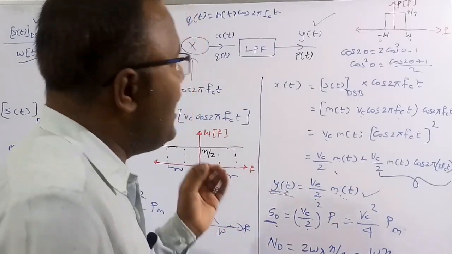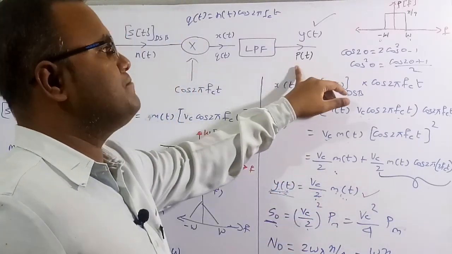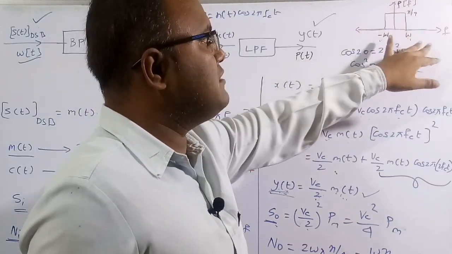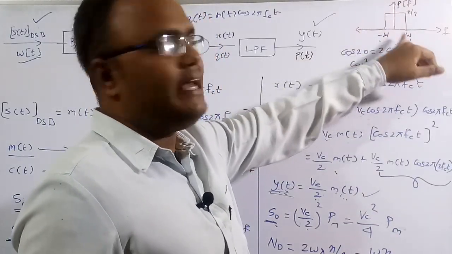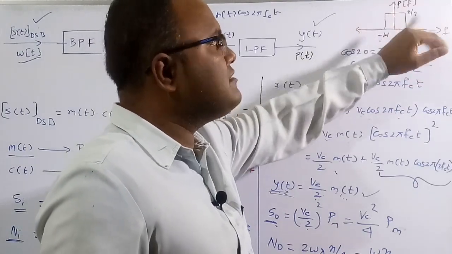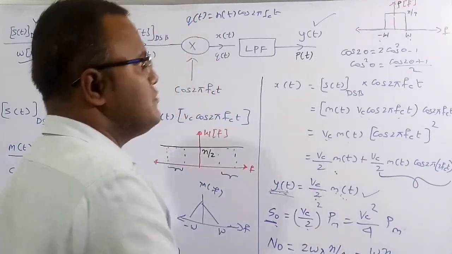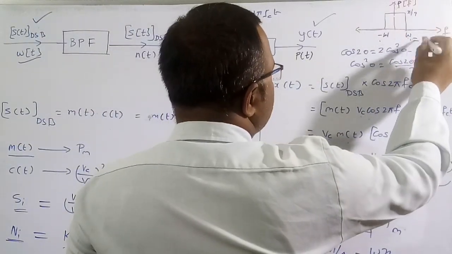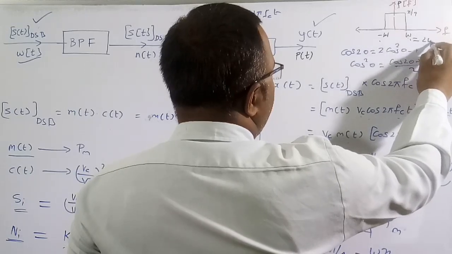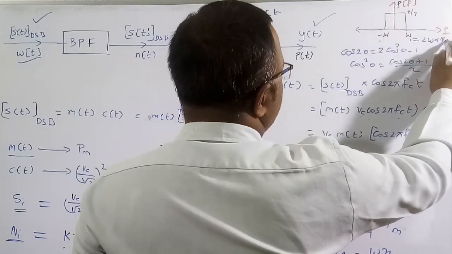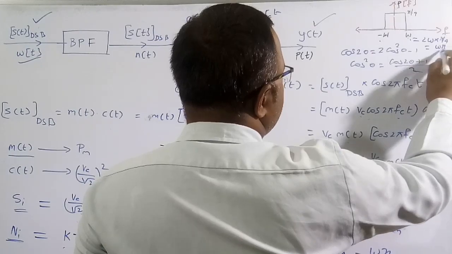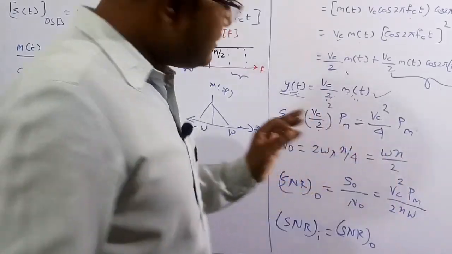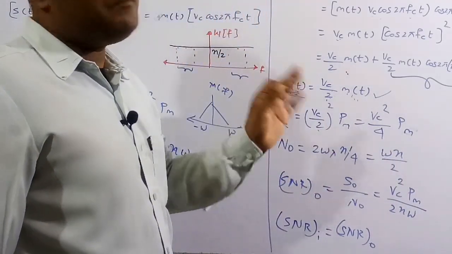I want to know the amount of power present in p of t. This is the noise power. This is the waveform we know, P of f with respect to frequency, from minus W to plus W. The area under this curve is nothing but the noise power. So I want to know the area of the signal. The width is 2W and the height is eta by 4, so 2W into eta by 4 gives W eta by 2. This much noise power is present in the p of t signal.